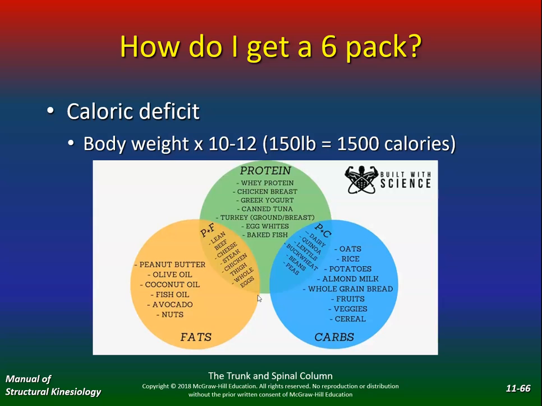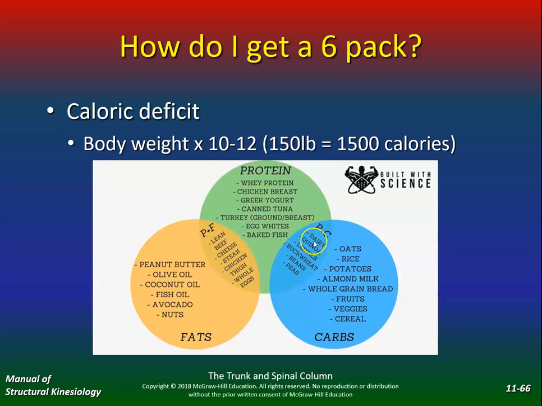But people say a calorie is a calorie, but there's a big difference between eating a donut and eating some oats and some strawberries, right? So you want to pick the right calories. A lot of times people say, oh, calories are calories, but you want calories that are not processed. Okay, so here's some good ones as far as fat is concerned: peanut butter, olive oil, coconut oil, fish oil, avocado, nuts. Some good with protein and fat: some lean beef, cheese, steak, chicken, whole eggs. Pure protein: chicken breast, Greek yogurt, canned tuna, egg whites, baked fish, whey protein.